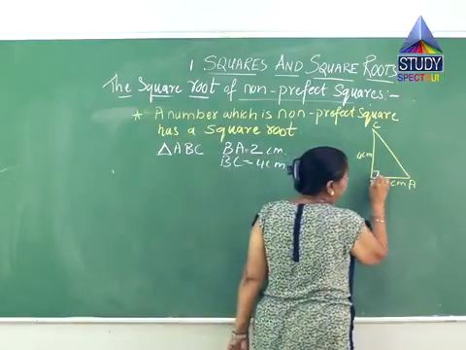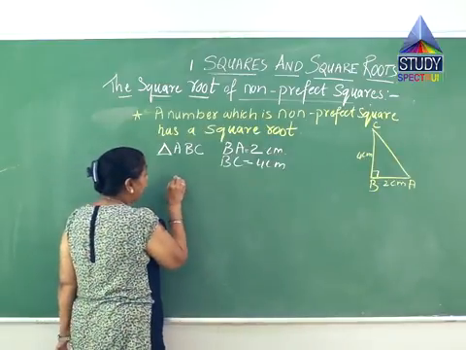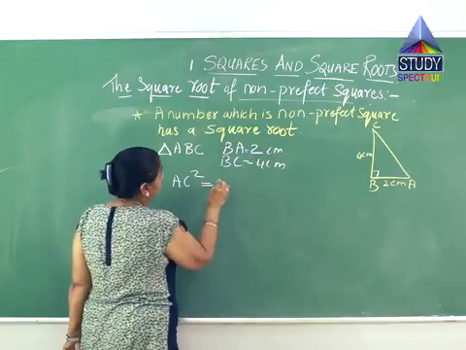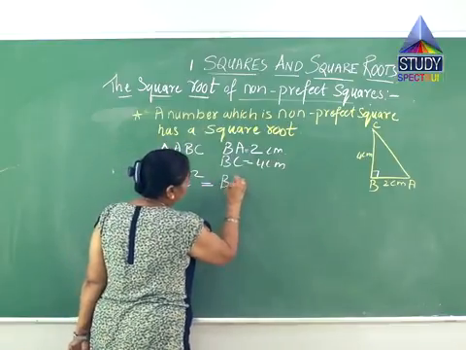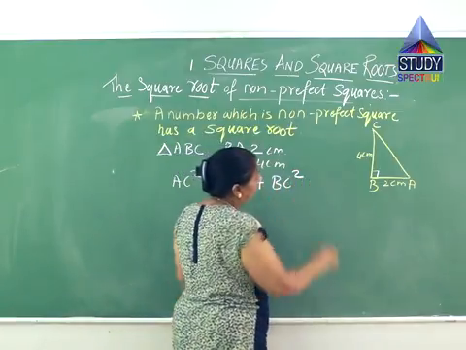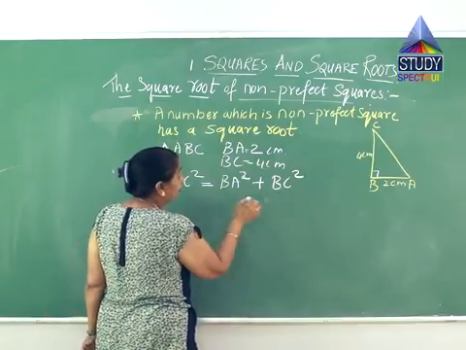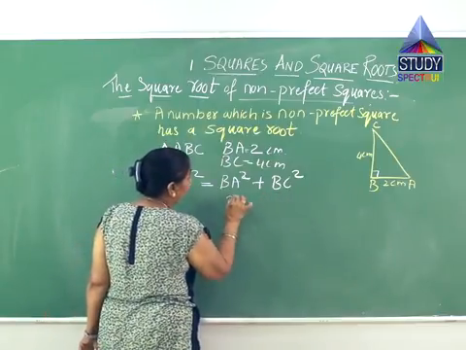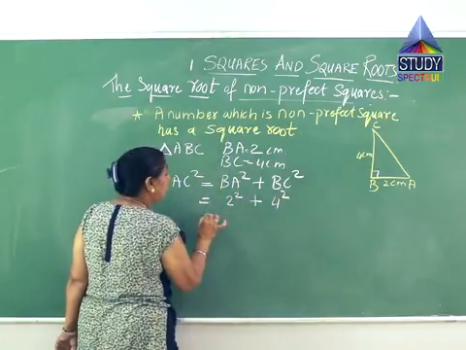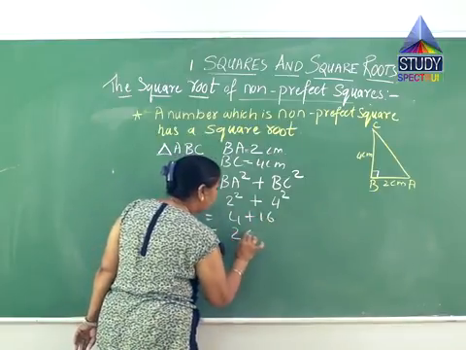Now it's a right angle triangle. So by Pythagoras theorem we can find AC, that is AC square is equal to BA square plus BC square. As they have given you the length of both the sides, I can substitute that value. BA is 2 square and here BC is 4 square. That makes 4 plus 16 and it gives me 20.